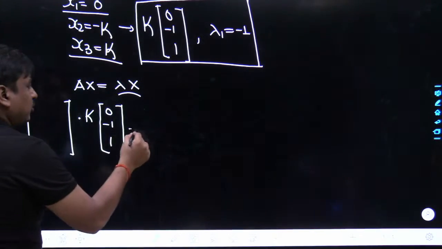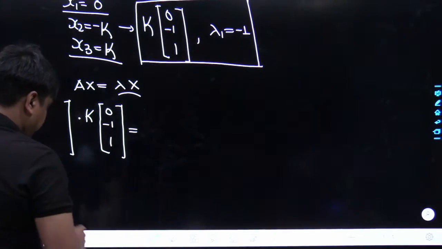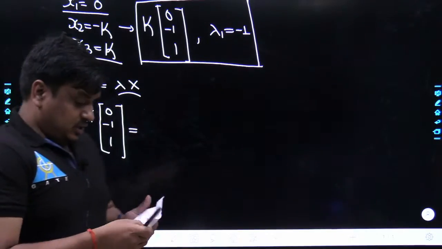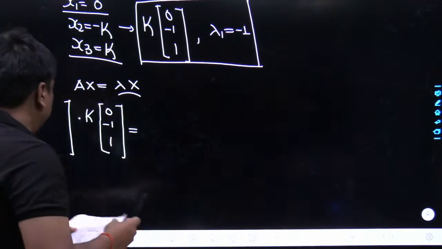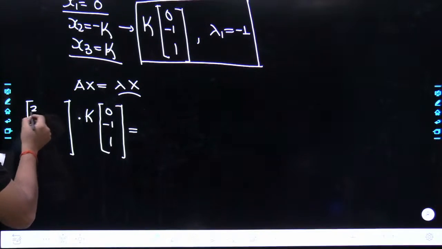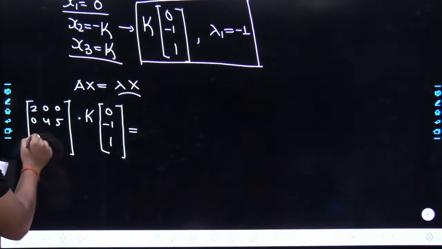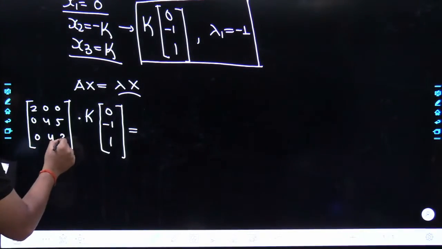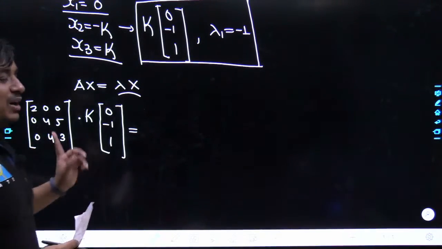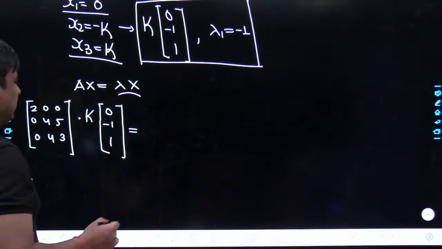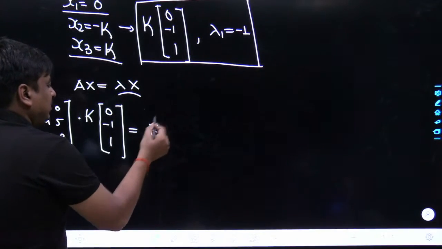May I know what the data is over here? Let me see over here. The data was 2, 0, 2, 0, 0, 0, 4, 5, 0, 4, 3. Let me multiply this. The k is common. Let it be outside.